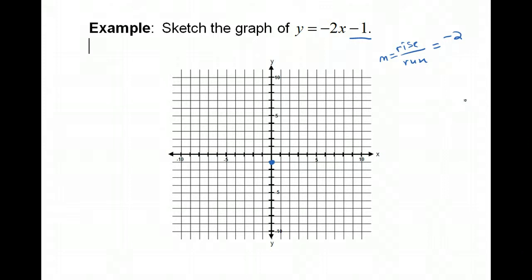Now here's a little saying. If there's no run, then it's a 1. So I'm going to rise -2, which actually means fall 2, and then I'll run 1. So if I go back to my point, I'm going to fall 2 units, and then I'm going to run 1 unit. That's where I'm going to put my second point, and then I'll graph my line.